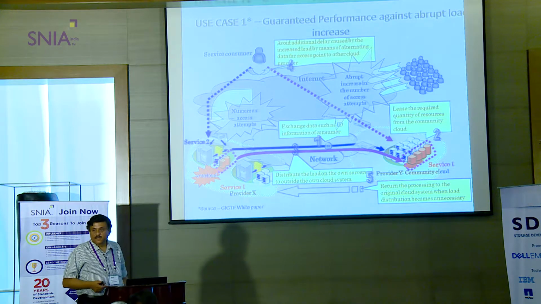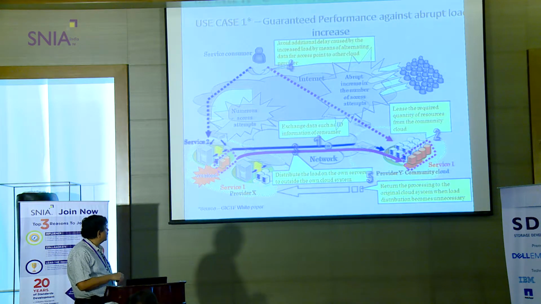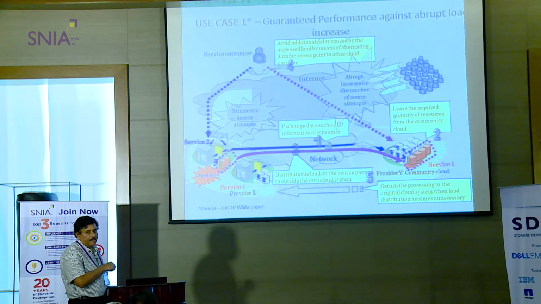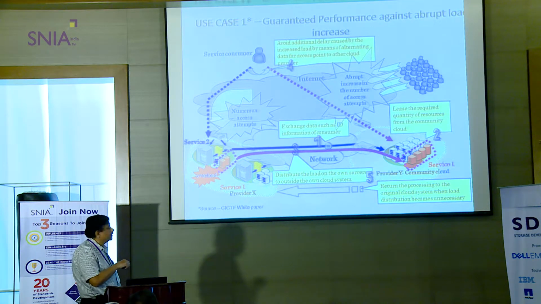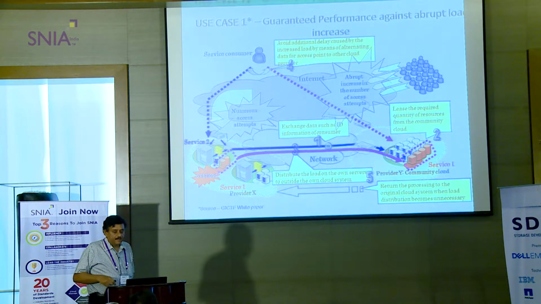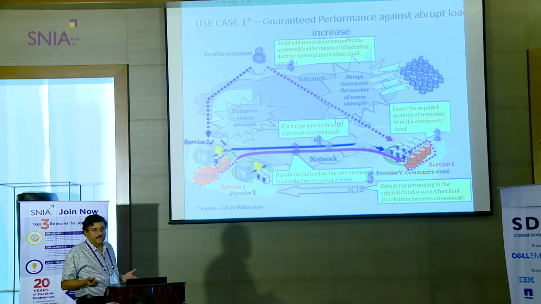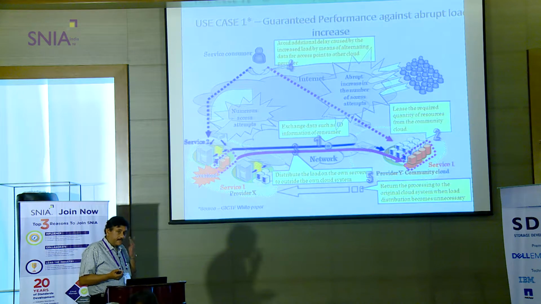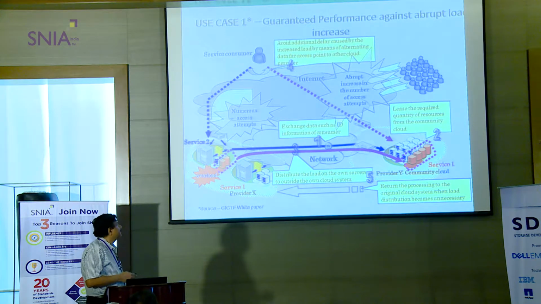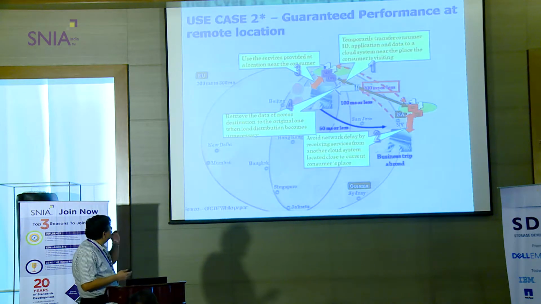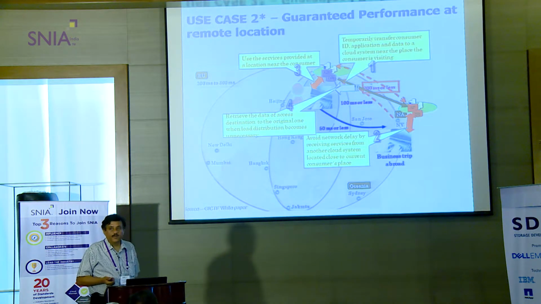So this is one of the use cases we'll be showing. And then when the load goes down, these VMs should die, and in most cases, come back to here. So this is one use case which the Cloud Customer Council in the USA has deemed to be important. Another use case would be guaranteed performance at a remote location.